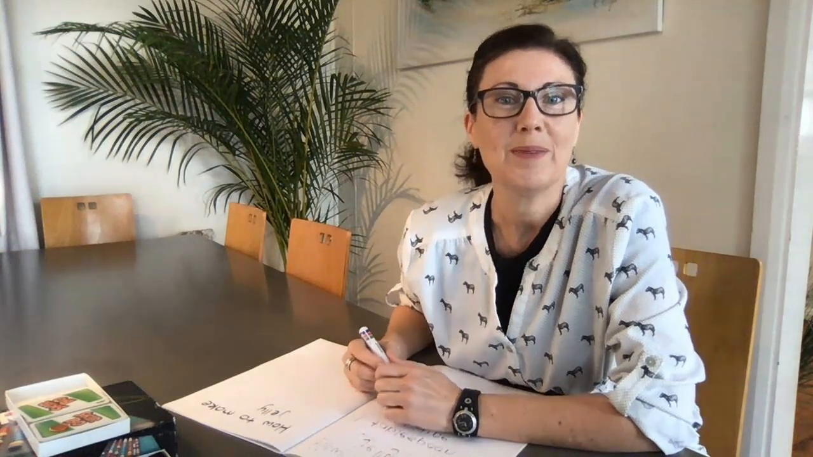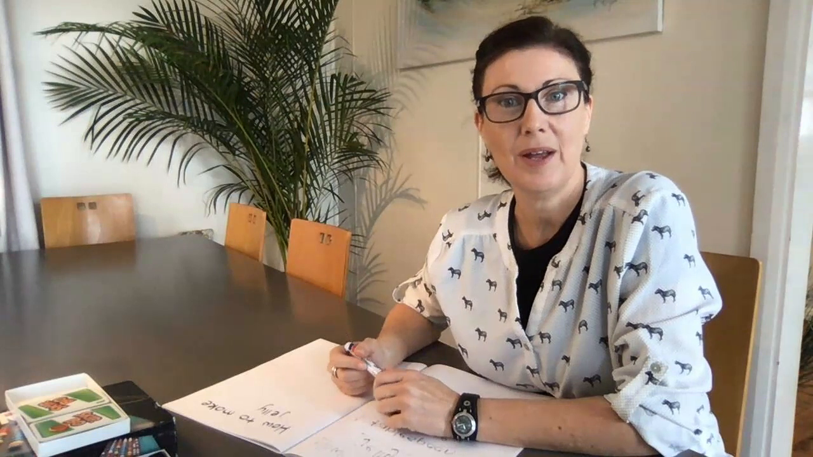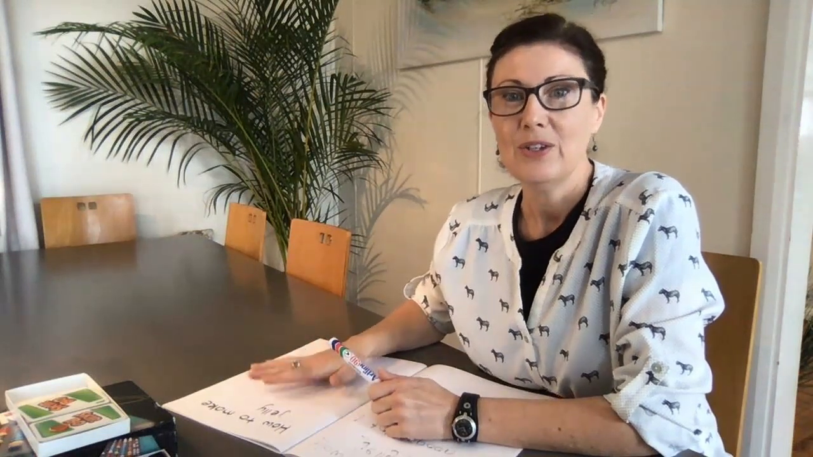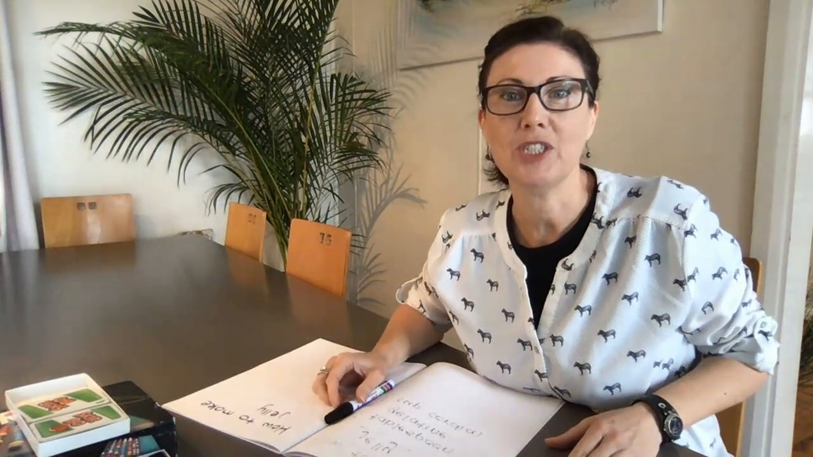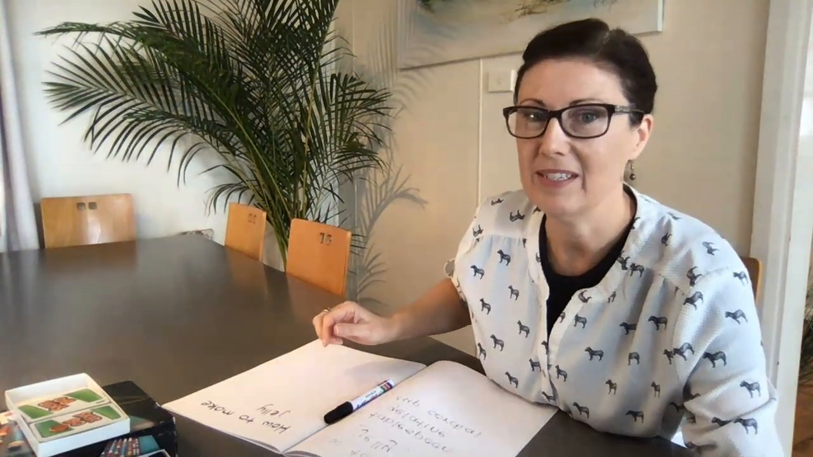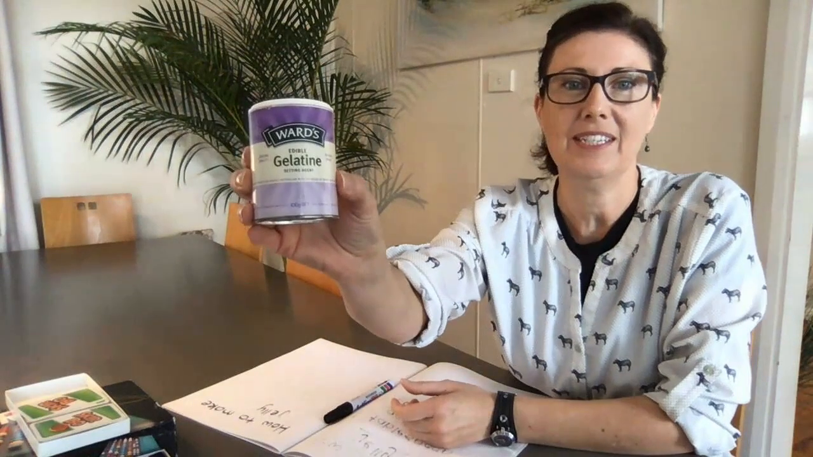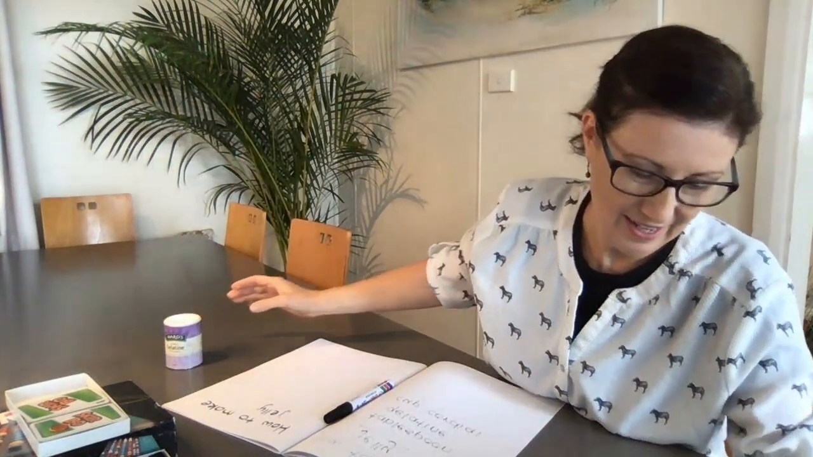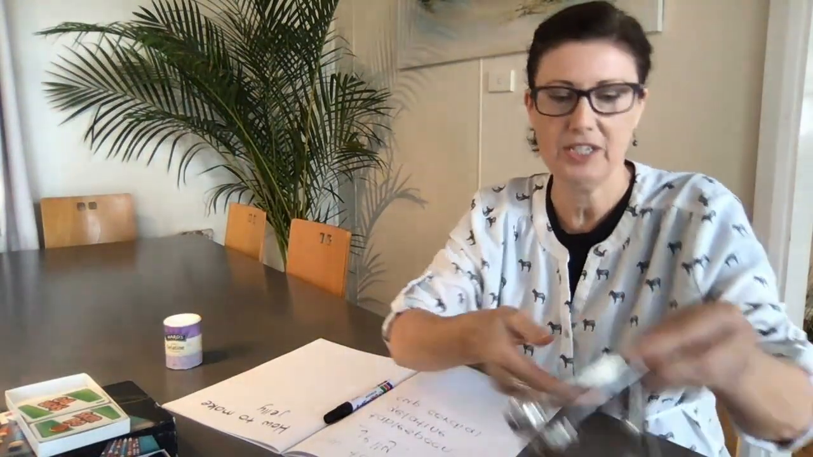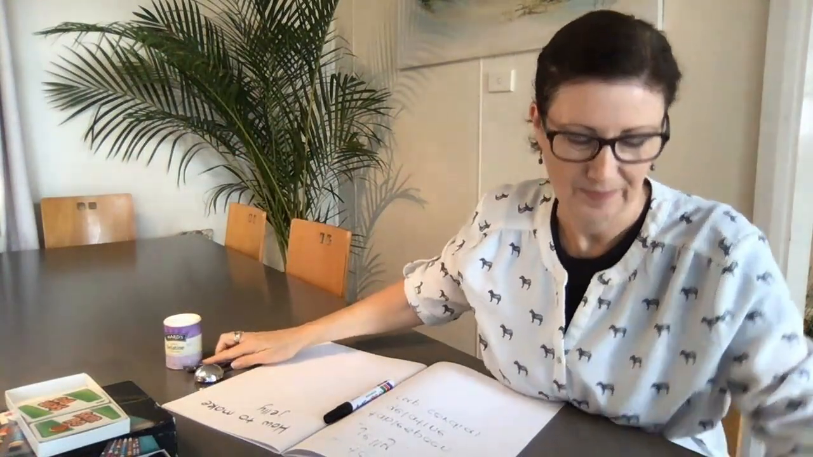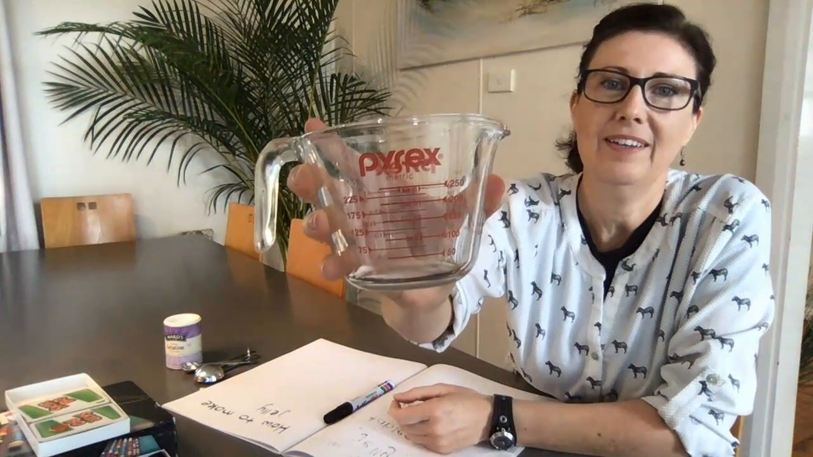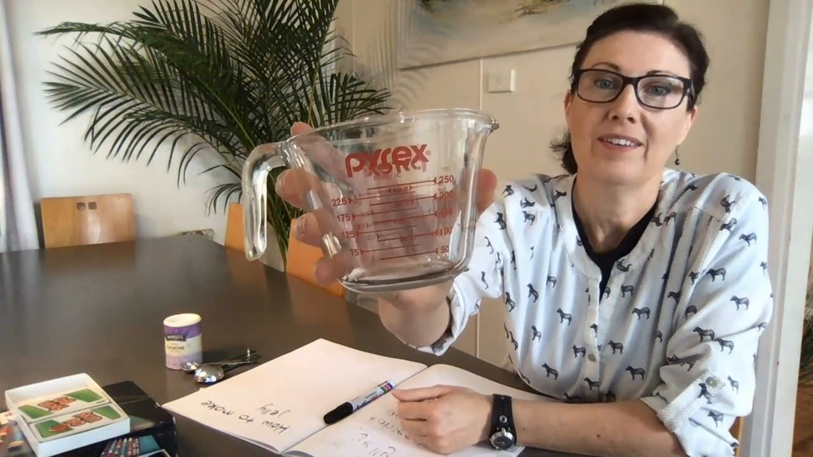Well, I'm going to do some counting, and I thought that I might use my counting skills and what we just explored then to make a recipe. And I thought I'd like to make some jelly, so I've got some things here. I have my gelatin, and to measure the gelatin, I've got measuring spoons, and I've got another jug.